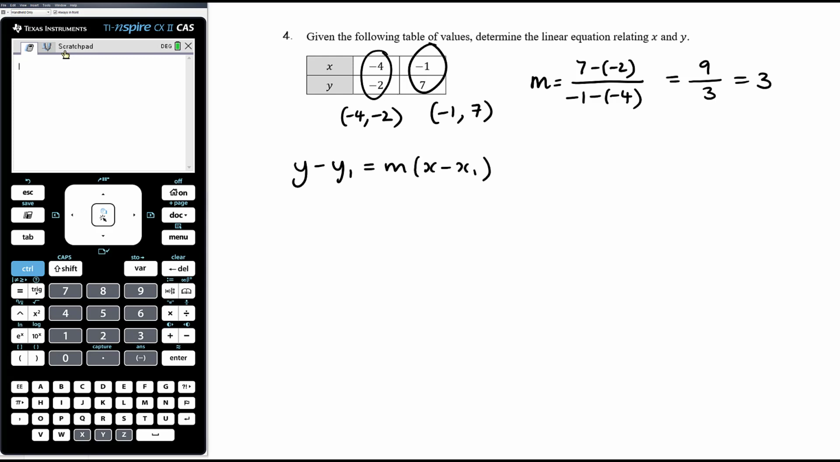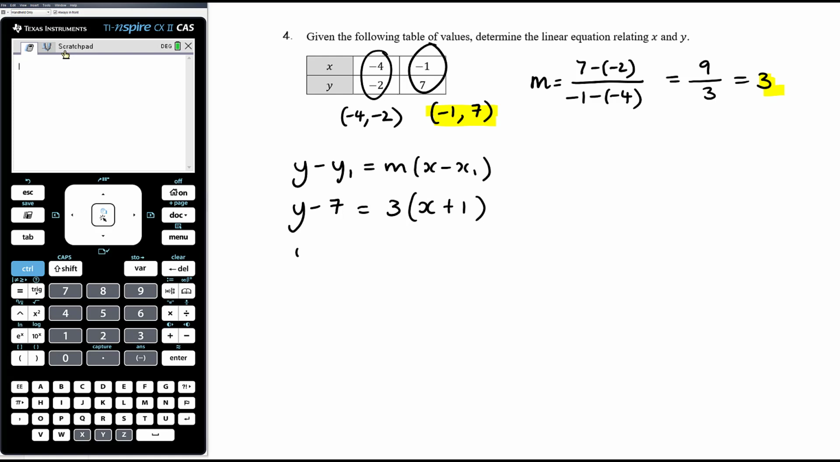I'm going to use this point. You can use the other one as well. In fact, I'll do it twice and I'll show you that you should get the same equation with both points. So y minus the y coordinate of the highlighted point, so y minus 7 equals my gradient times x minus minus 1, so it'll be plus 1, which is the x coordinate of the highlighted point.